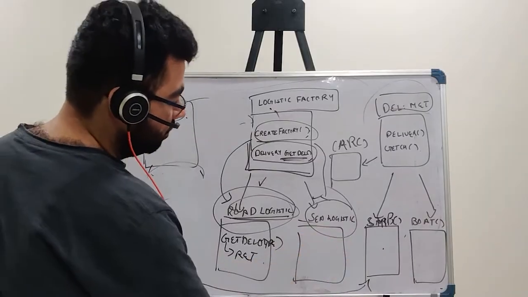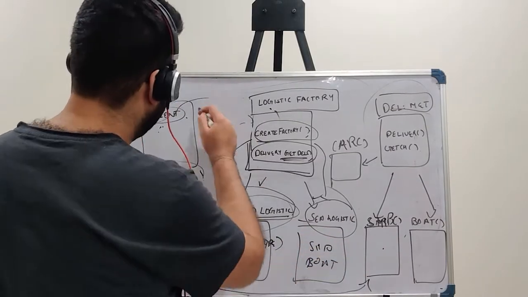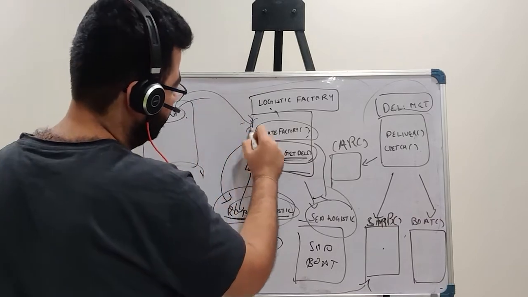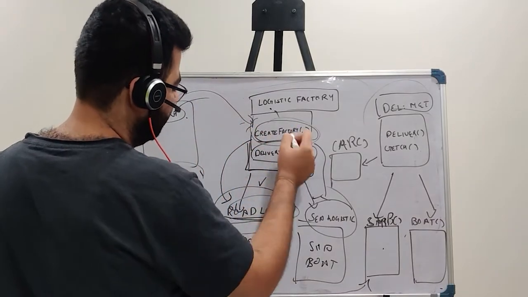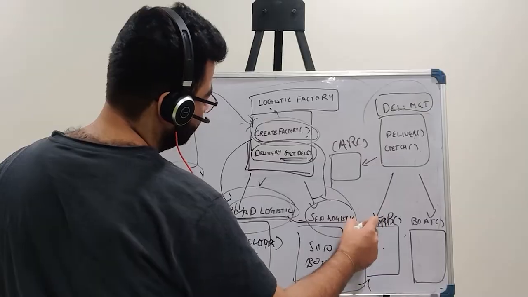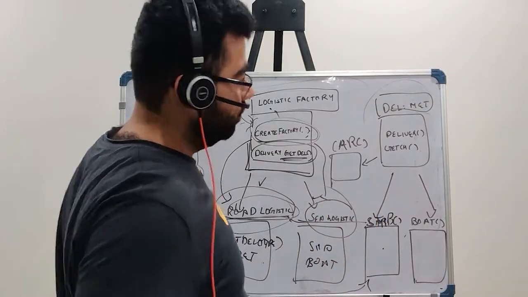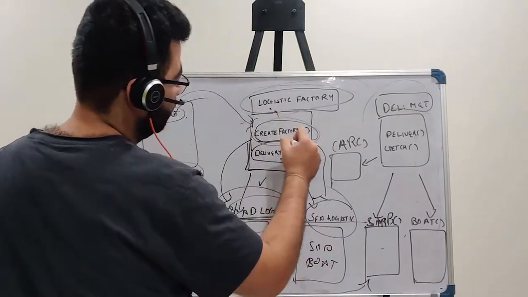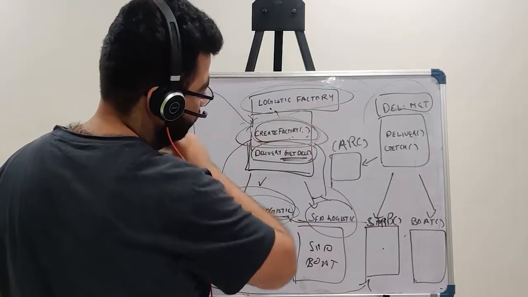Similarly on the C side we will return a ship or a boat. Now what does the client have to do? This client will first create the factory on the basis of type. This will be the road logistic or the sea logistic, which the client does not need to know. This logistic factory function will be a static function.